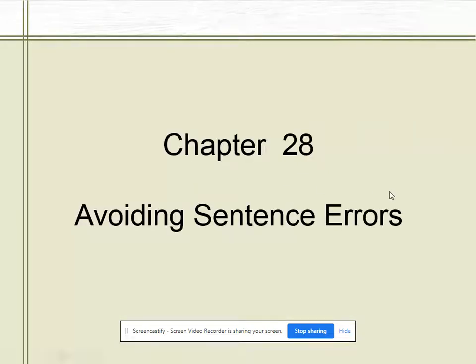Okay, guys, so chapter 28 in your book is about avoiding sentence errors, and there are three kinds of sentence errors that we see most often in Comp 1, and those are run-on sentences and comma splices and sentence fragments. Sometimes you'll see that's what your Comp 1 professor writes on your paper, that you have a sentence fragment. So this chapter is going to be about how to address those.